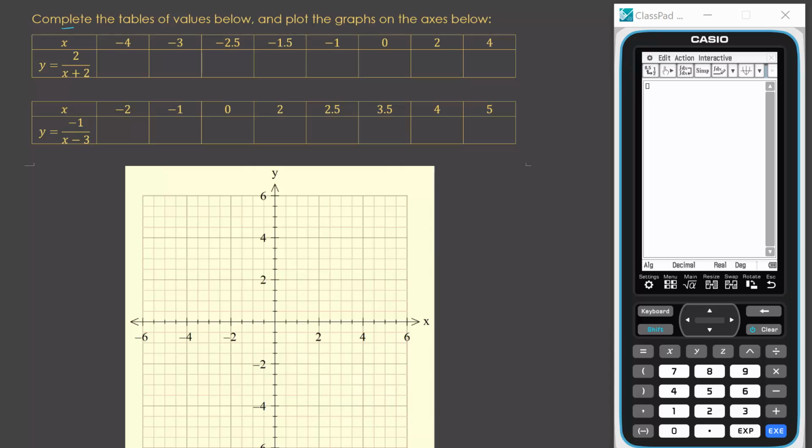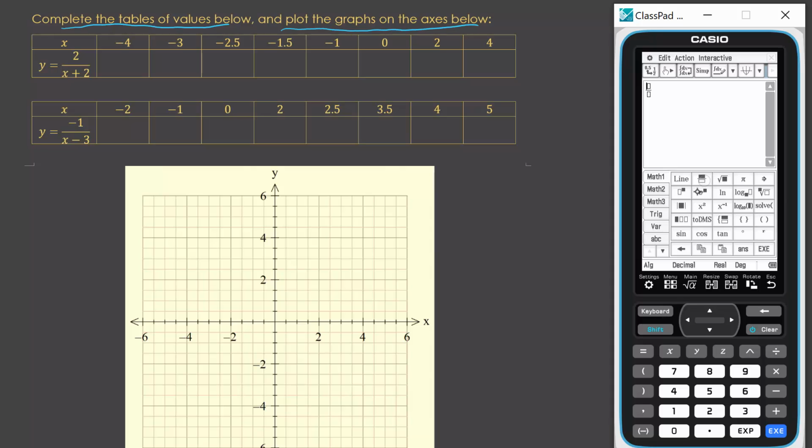Complete the tables of values below and plot the graphs on the axes below. So the first graph I've got is 2 over x plus 2. Actually, let's just do this in quite a nice way here. I'm going to define a function. I'm going to call it f, variable x, and I'm going to put in here 2 divided by x plus 2.